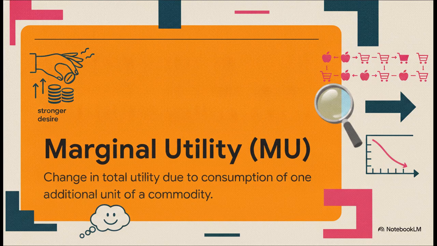First up is utility. Simply put, it's a commodity's want satisfying capacity. Like, how much do you really need it? The stronger your desire, the greater the utility you get. But here is the major exam favorite, marginal utility, or MU. This is the change in your total utility from consuming just one additional unit of a good. Seriously, remember that phrase for your definitions, one additional unit.